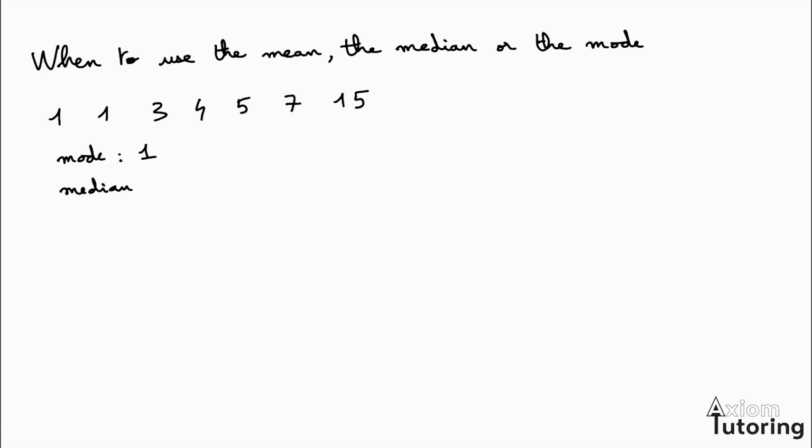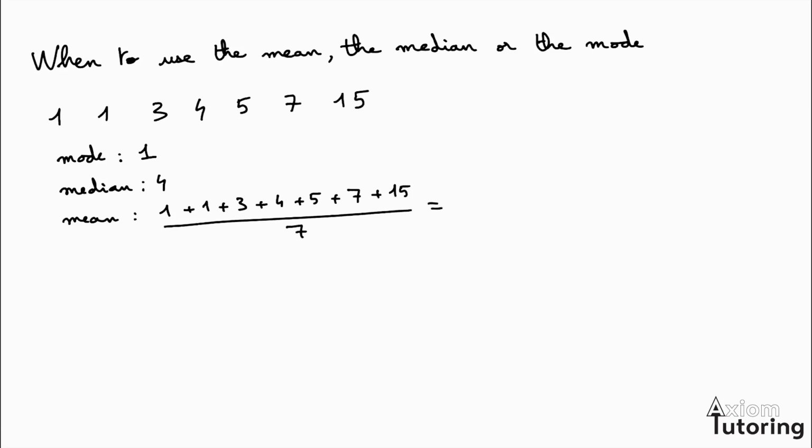Now, the median would be the middle value. So we just need to have a look, and we can see that given that it's odd, the median value is going to be 4. And for the mean, we would have to calculate it, and that would be 1 plus 1 plus 3 plus 4 plus 5 plus 7 plus 15 divided by 7, which is equal to 5.14 something.